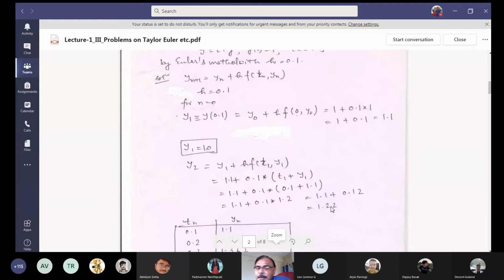Can you calculate y3? So calculate y3 quickly and tell me what the value is. Quickly calculate y3.